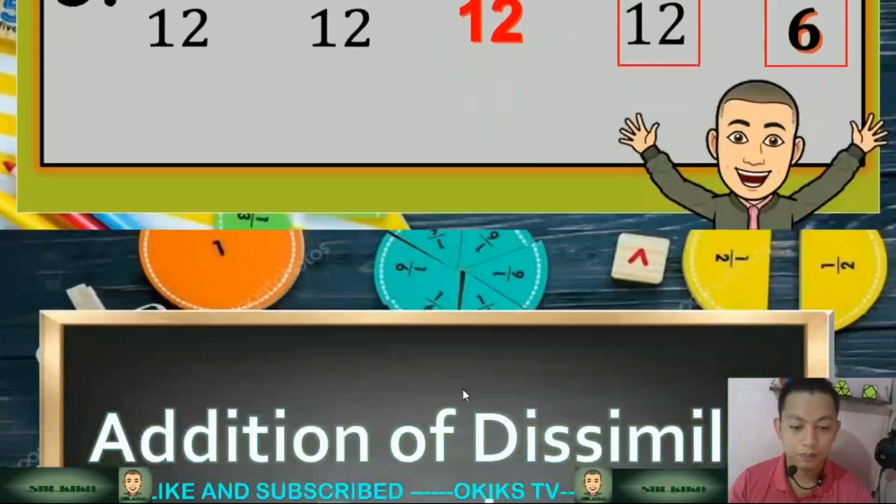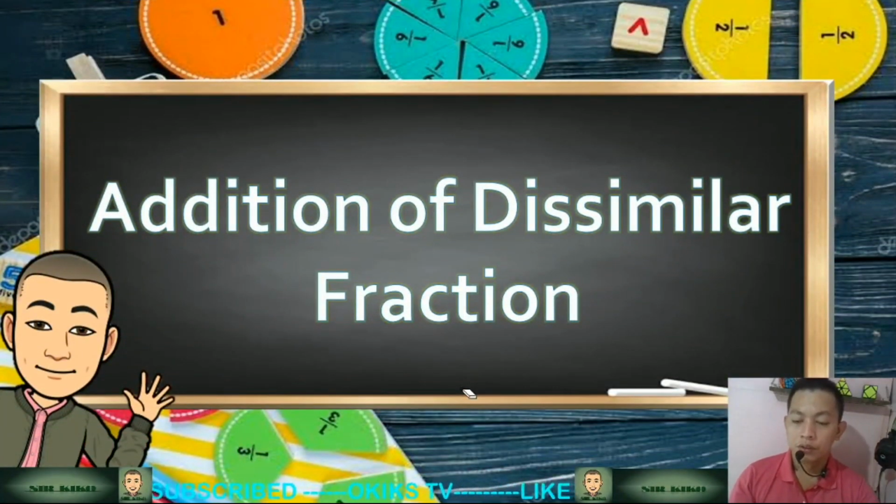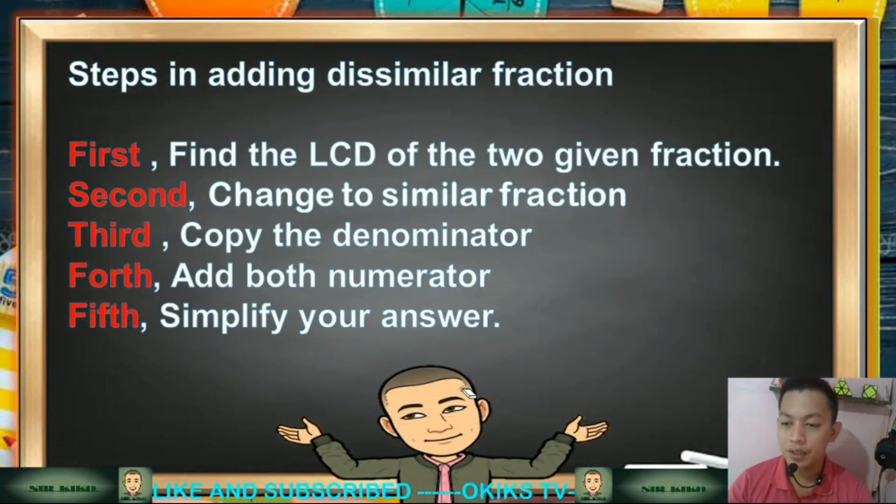Next, let's proceed to addition of dissimilar fractions. When we say dissimilar fractions, these are sets of fractions with different denominators. So here are the steps in adding dissimilar fractions.